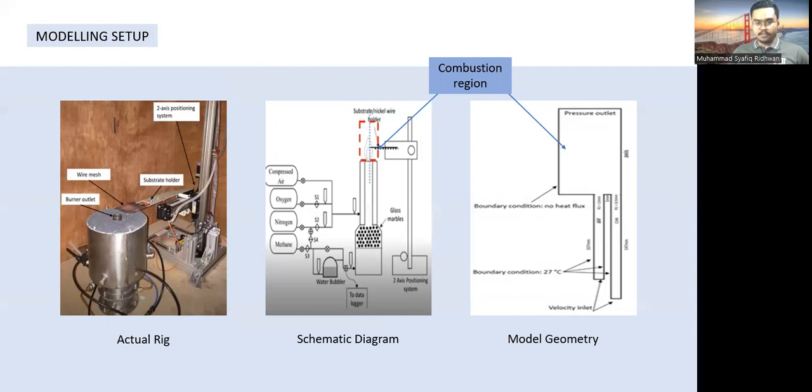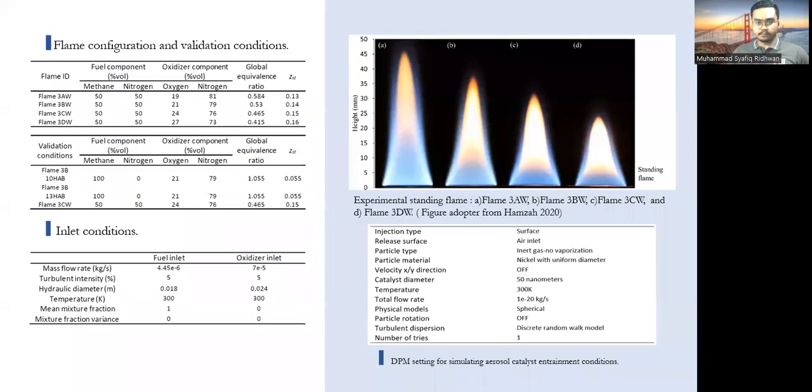The current model reached the mesh independence test at 70,000 mesh elements. This is the baseline case that has been developed based on the flame 3CW for the standing flame, while for the shape and temperature validation of the flat flame, both 3BW 10 HAB and flame 3BW 30 HAB are used. HAB stands for height above burner. Non-premixed standing flame was established for all cases in different oxidizer compositions. The present study is based on the Hamza 2020 experimental study, as you can see in the figure on the right side.